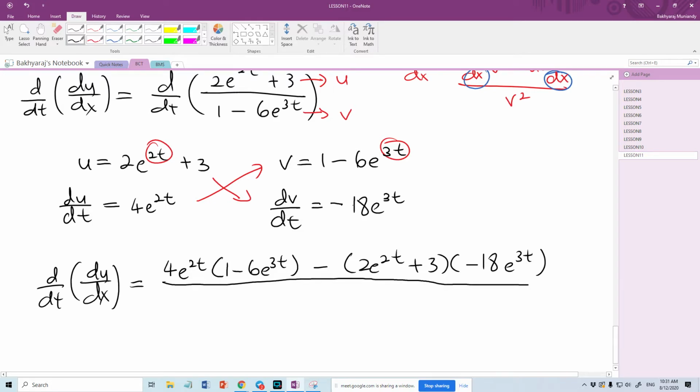okay, v square. V square is what? 1 minus 6 exponent 3t and square. Okay, so what I did here is just put everything to the formula. Okay, I insert everything to the formula. Now I need to manipulate and get, okay, get the simple answer. Simplify this.